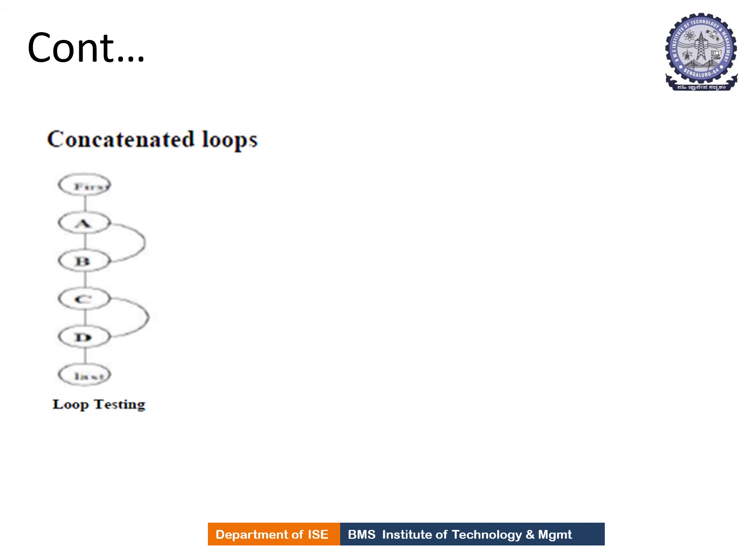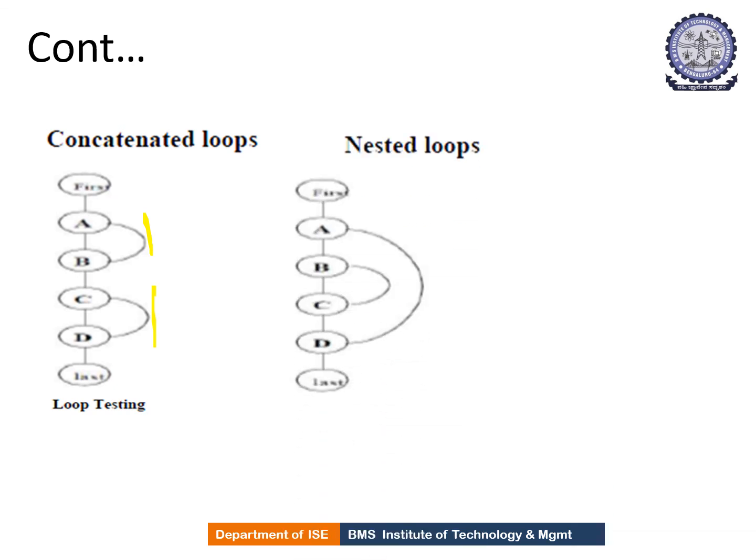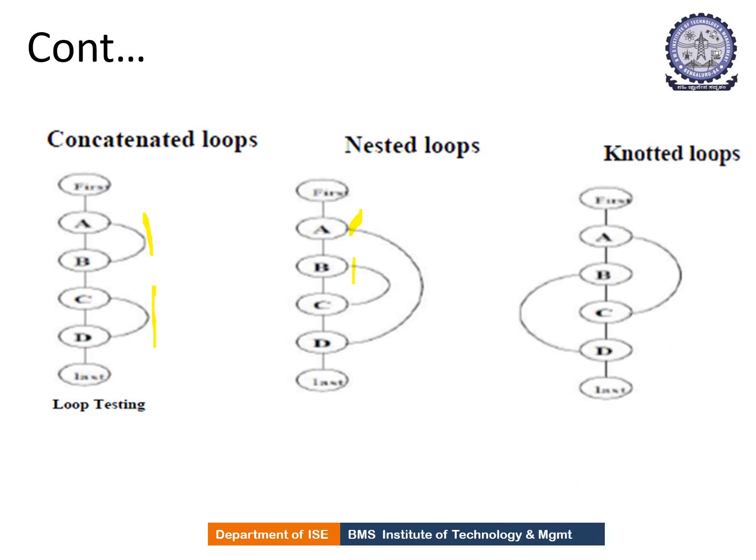This is a concatenated loop, where one loop is followed by another loop. This is a nested loop, where we started a loop, and inside this loop there is one more loop which has started. This is a knotted loop: we started a loop and we started another loop, and we ended the first loop, then we end the loop which started next. This kind of loop is called a knotted loop.